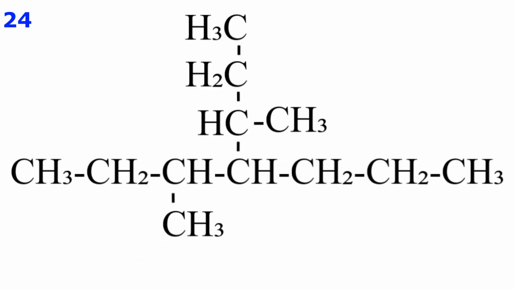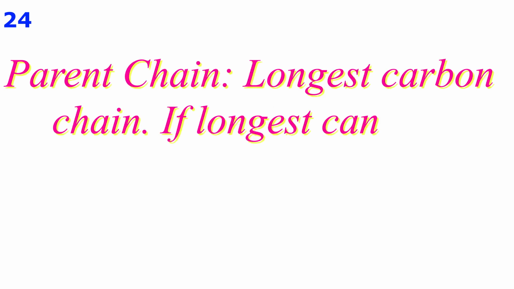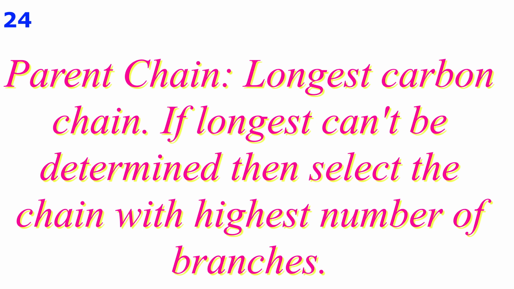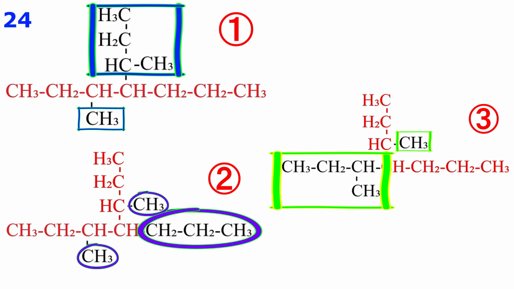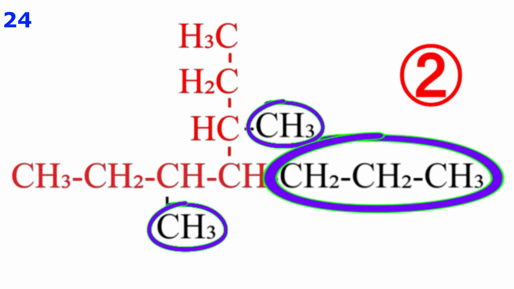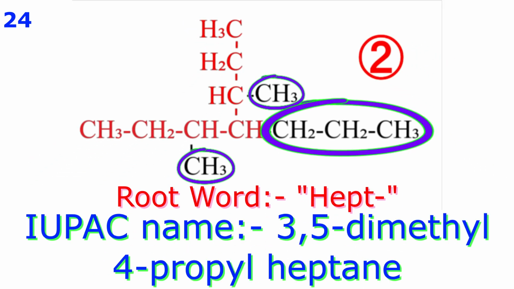Friend, in the following molecule, there are 3 chains of equal length, 7 carbons. However, the chain with more number of substituents, that with 3 substituents as shown in the following diagram, is to be taken as the parent chain. Thus, hept appears as the word root in the IUPAC name of the compound. Mind it, friend, that the parent chain may not be straight.